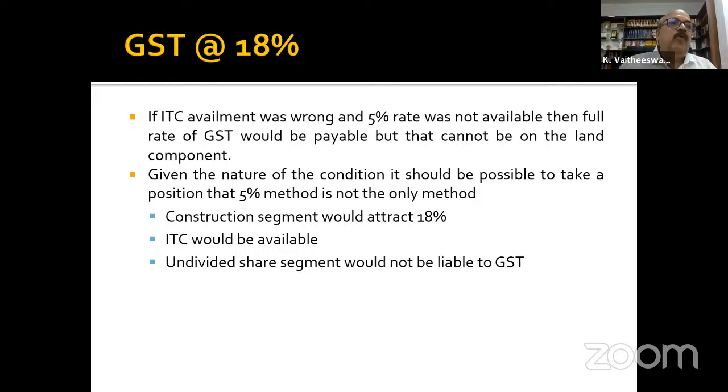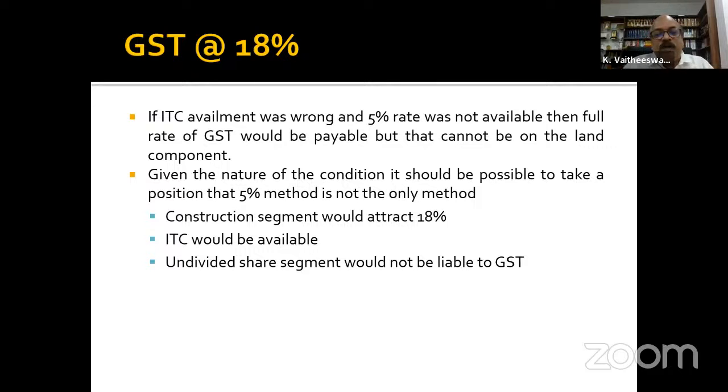Now, let us say you take such a position and you're tested. And if you're tested, what can go wrong? Somebody can come to you and say that, look, you've availed ITC. And therefore, since you have availed ITC, 5% is not eligible for you. 5% is not available for you. If 5% is not available for you, what happens? Only 18% comes.